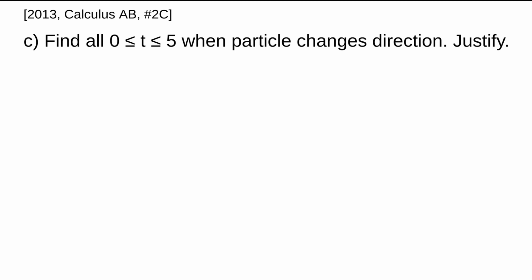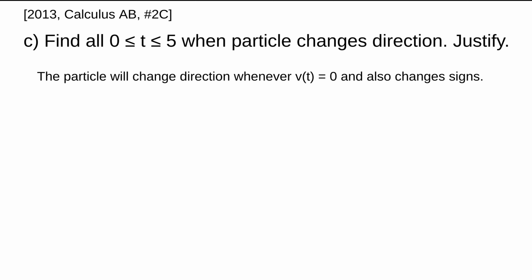In part C, we are asked to find all values of t between 0 and 5 when the particle changes direction and to provide justification. So the particle is going to change direction whenever its velocity is 0 and the velocity changes sign as well. Sometimes you have to watch out for a velocity function where v of t is equal to 0, but it doesn't change sign, so it doesn't change direction.